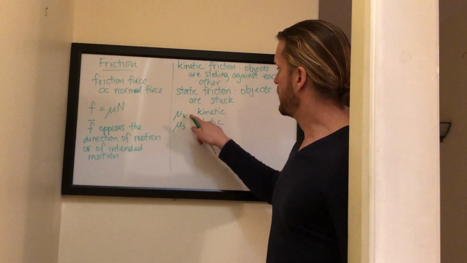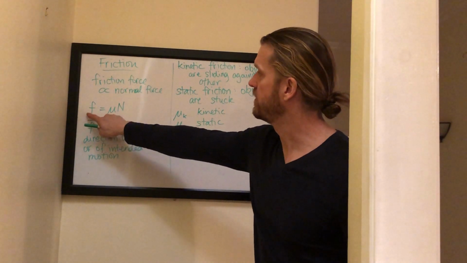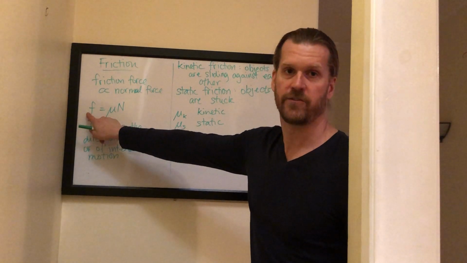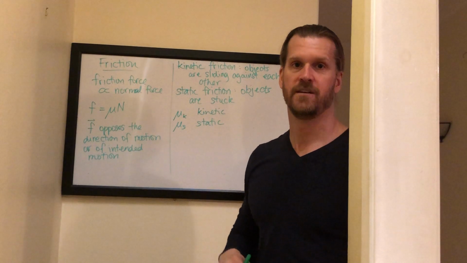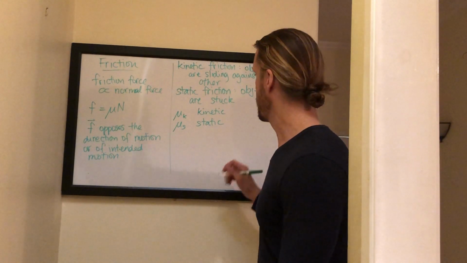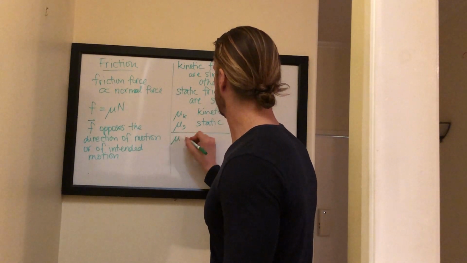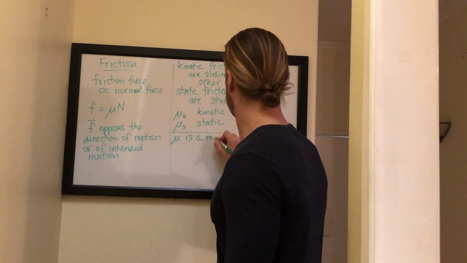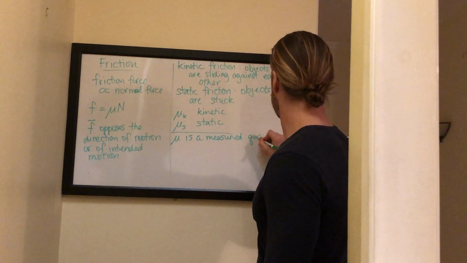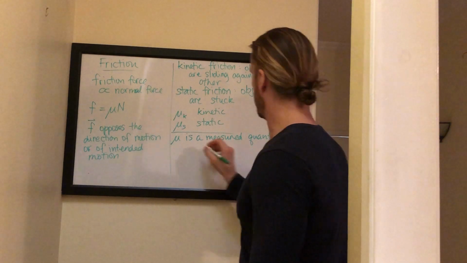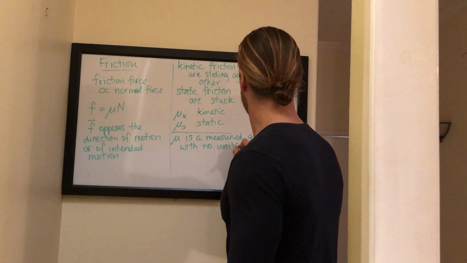And because this is a coefficient, it doesn't have any units. You can tell from this equation, F has units of newtons, normal force has units of newtons, so mu must be dimensionless or unitless. So mu is a measured quantity with no units.